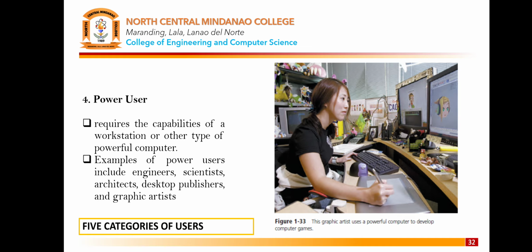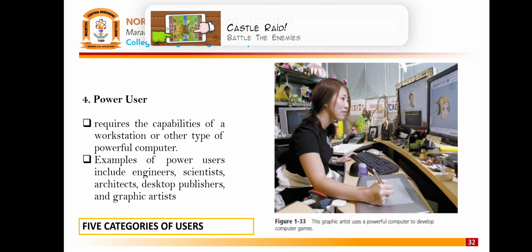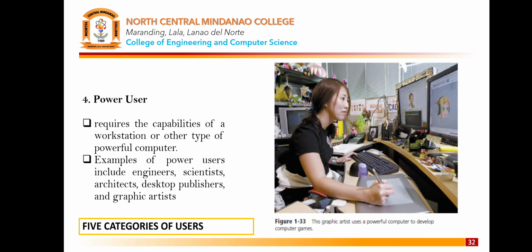The examples of power users include engineers, scientists, architects, desktop publishers, and graphic artists. They can also work with multimedia, combining text, graphics, audio, and video into one application. So kani nga klase nga mga users, they really need computers with extremely fast processors because of the nature of their work. Okay?